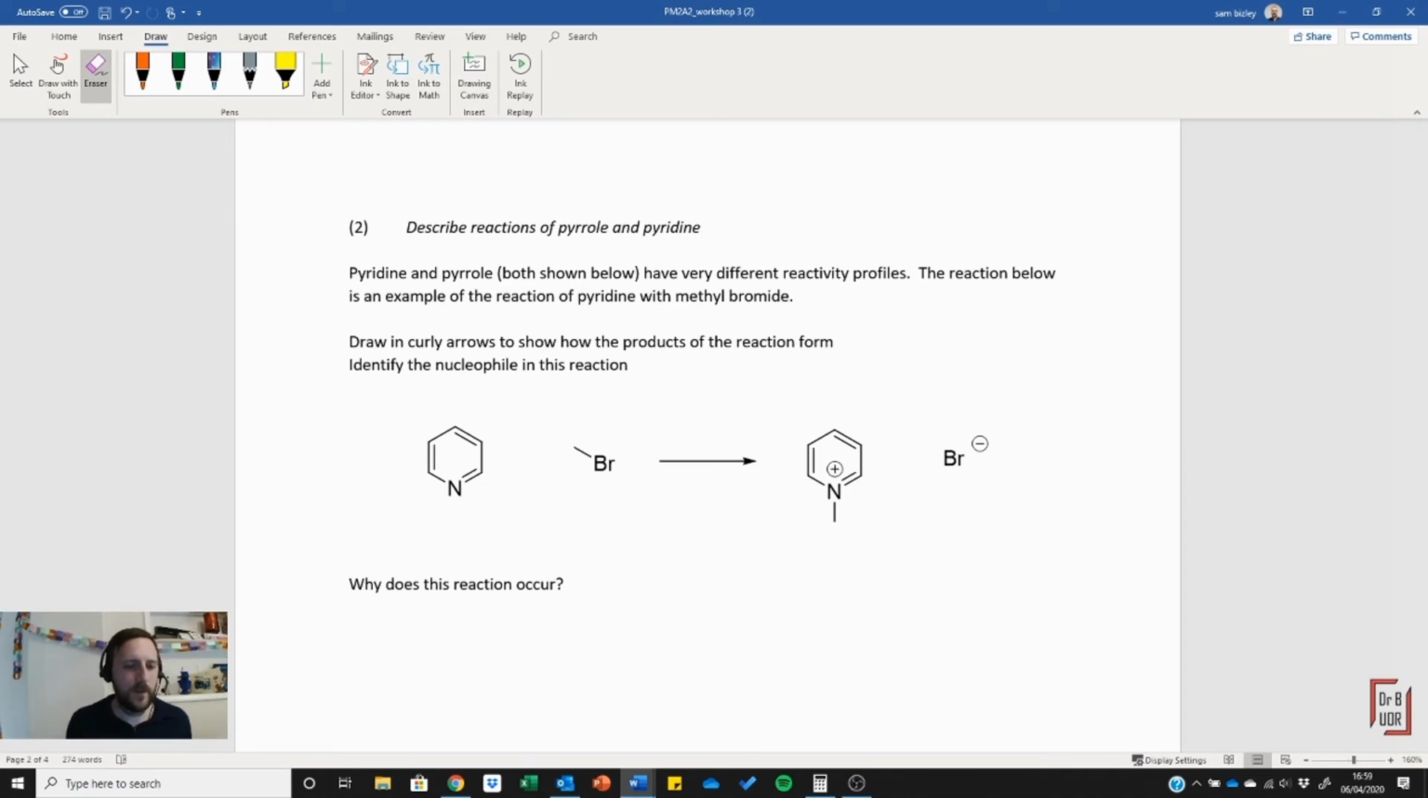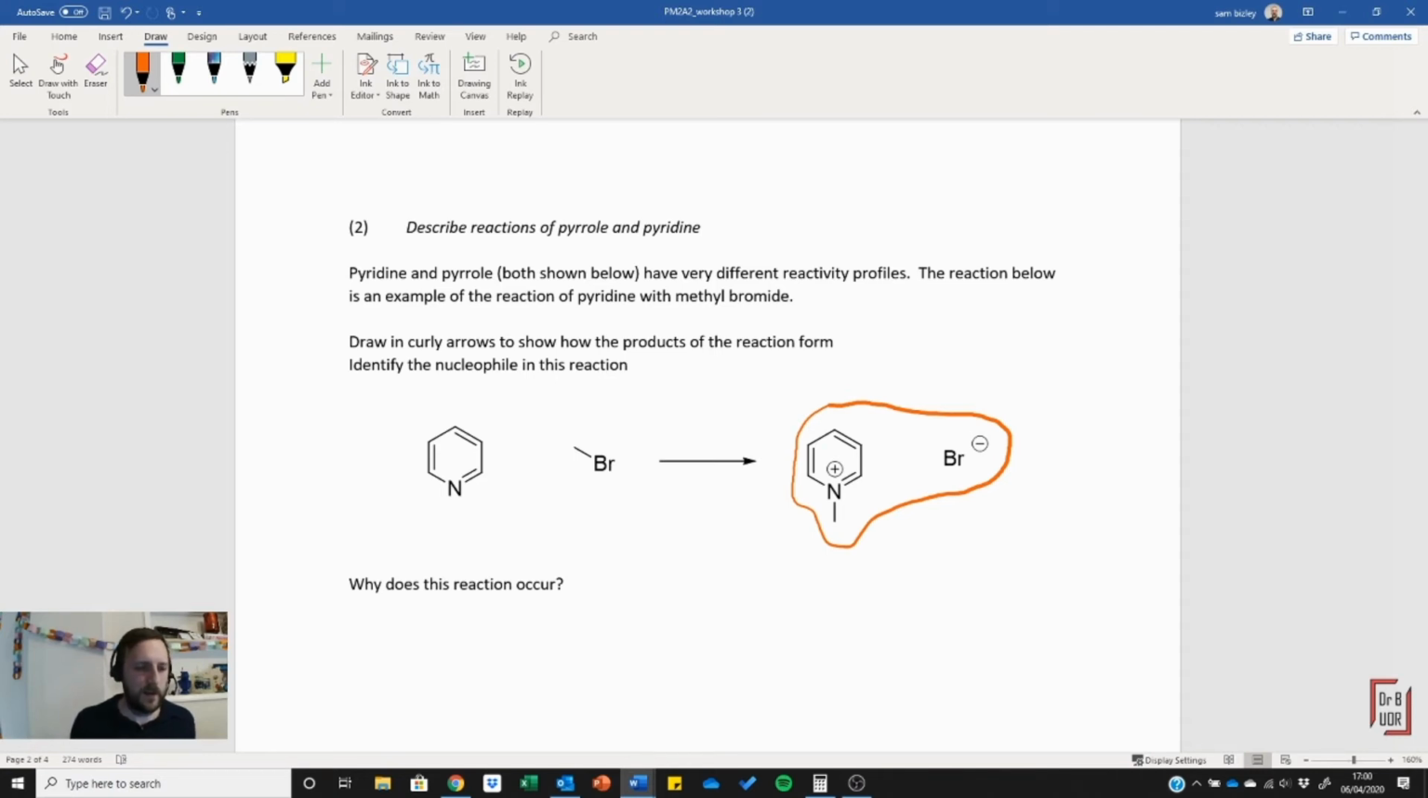Okay, just how we denote the CH3 group. And what the question is asking is to draw a curly arrow to show how the products from the reaction form. So this is what happens when we mix those two together. And we want to know how we get from our starting materials to here. And again, we need to identify what the nucleophile is in that particular question. Okay.